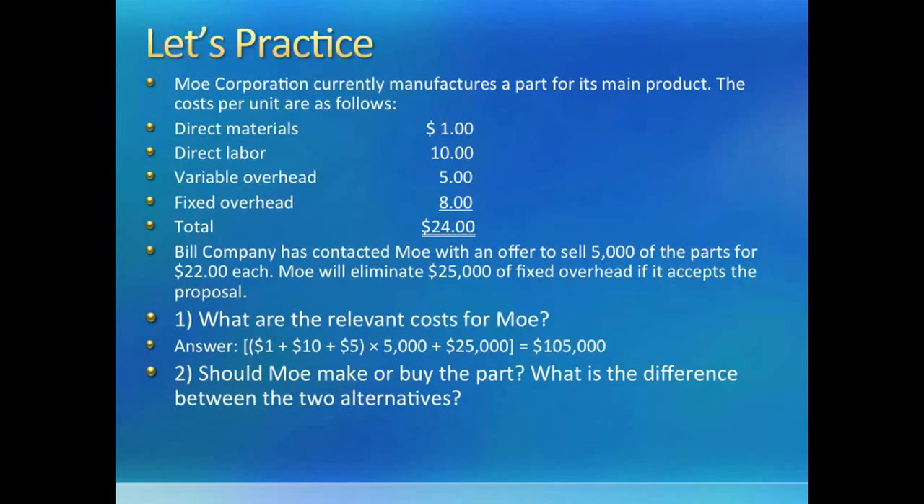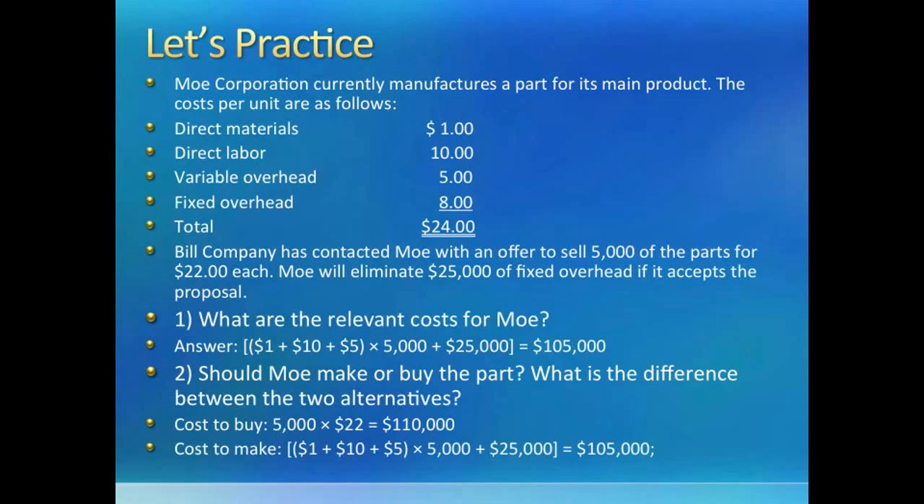Second question wants you to compare the two alternatives. Since we are not given any revenues, we can only compare the cost of the two alternatives. Let us see, what is the cost to buy from the supplier? Remember, we are paying $22 a piece to buy the goods. So 5,000 times 22, 110,000 will be the cost to buy.